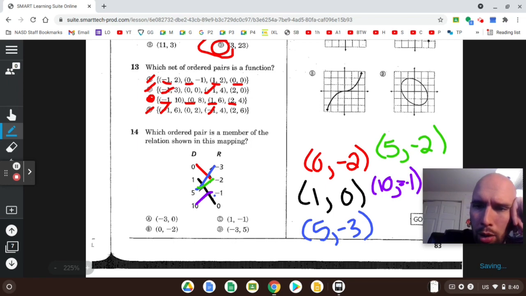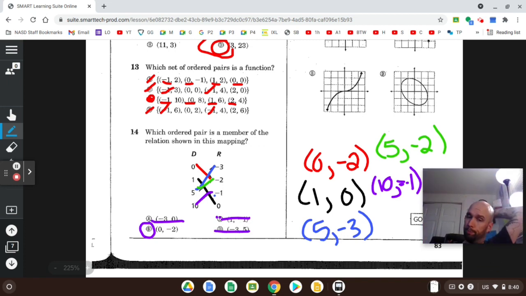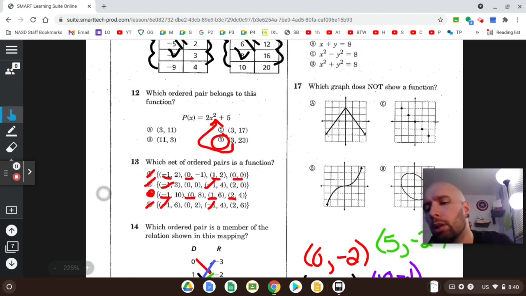So let me see. -3, 0, nope. 0, -2, yup. 1, -1, nope. -3, nope. Okay? Easy.